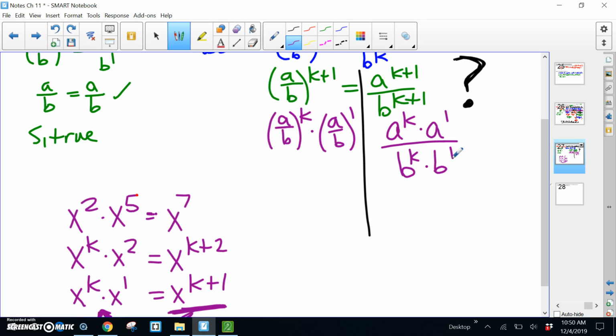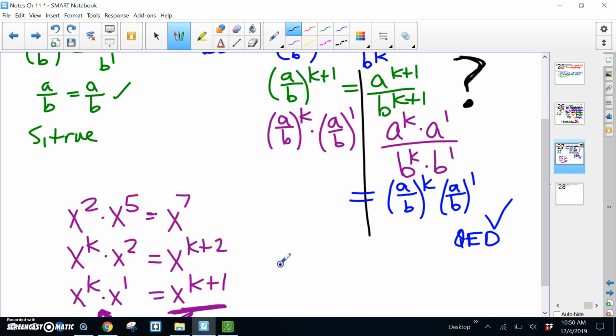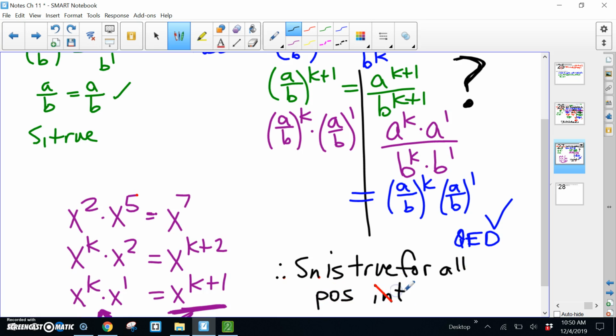All right. Well, yeah, because we can just split this up on the right. That a to the k over b to the k, we can split up and call that (a over b) to the k. Likewise, you got a to the first over b to the first. We can split that up and call that (a over b) to the first. Those two things are obviously equal. All right, we just did what we needed to do, QED. All right, so I might wrap this up and say, therefore, Sn is true for all positive integers n.